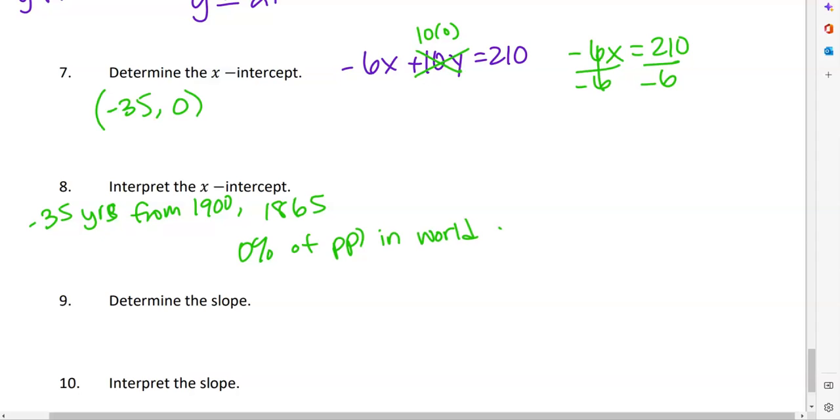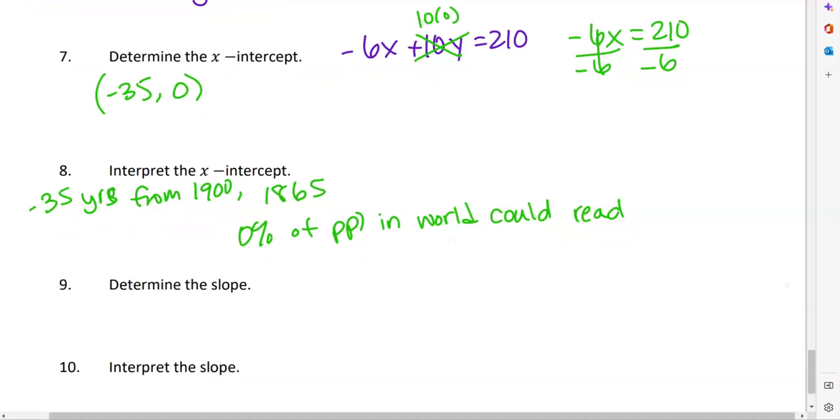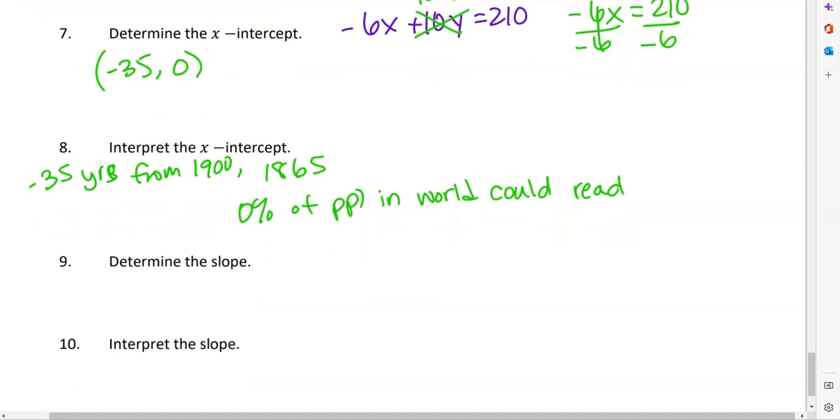Does that make sense? No, that does not make sense. People could definitely read before that. They wrote the Declaration of Independence in 1776. We could definitely read by then. Okay. Question, is this a viable solution? No. Good. All right, determine the slope.